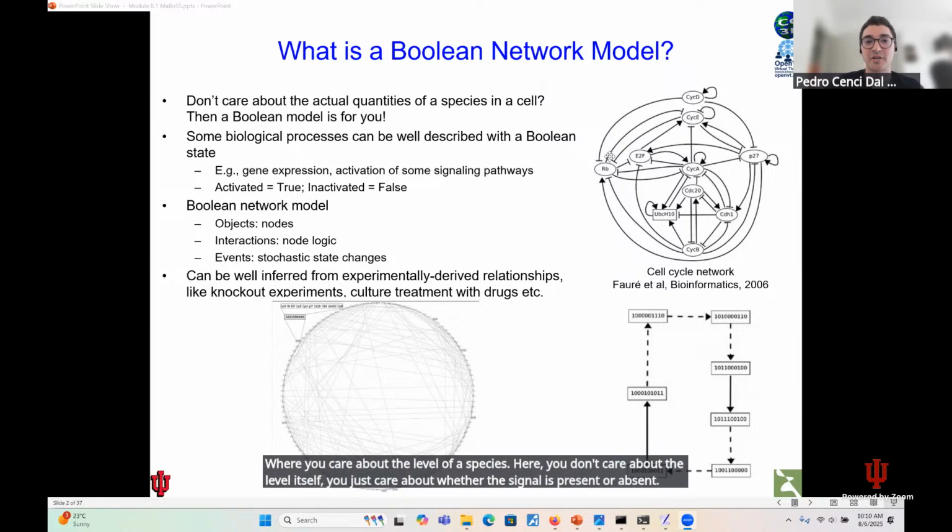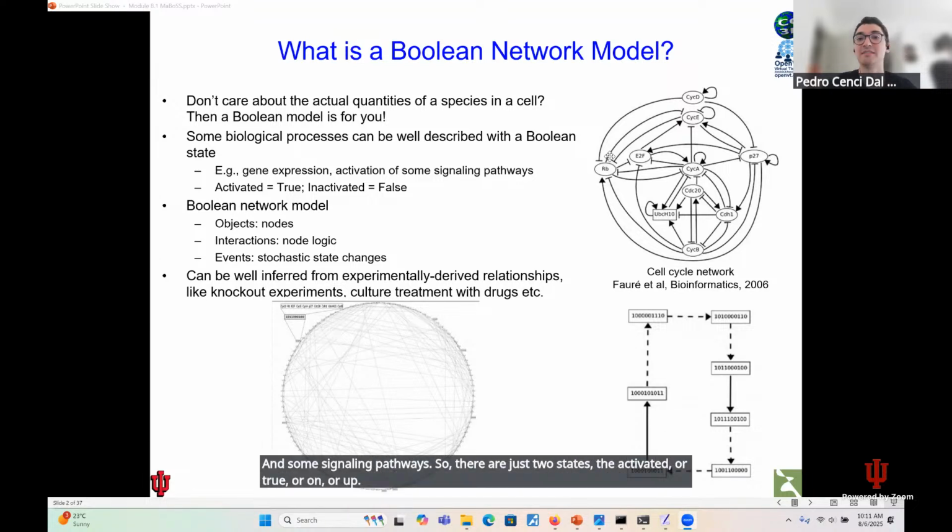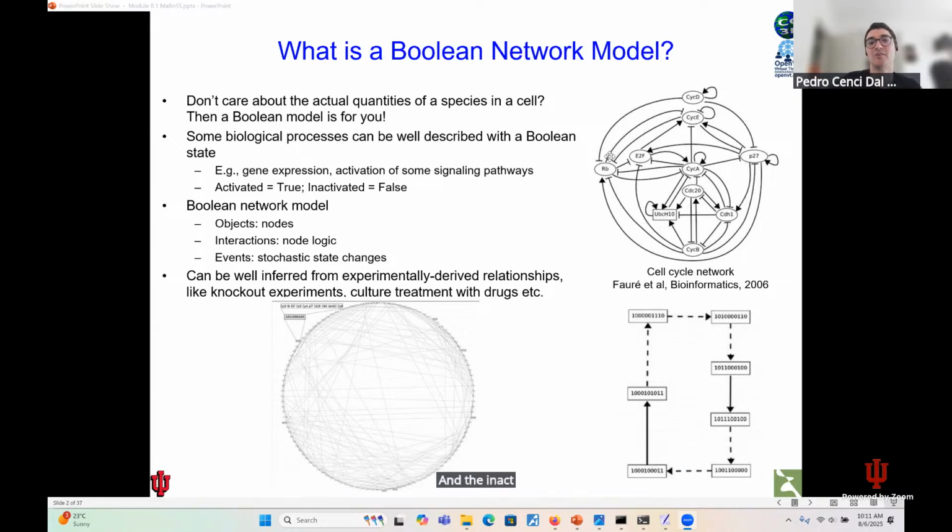Some biological processes can be well described with a Boolean state, which means true or false, up or down, on or off, like gene expression and some signaling pathways. So there are just two states, the activated or true or on or up, and the inactivated state or false or down or off. Okay?